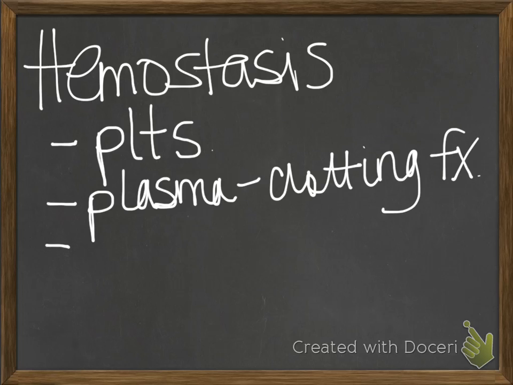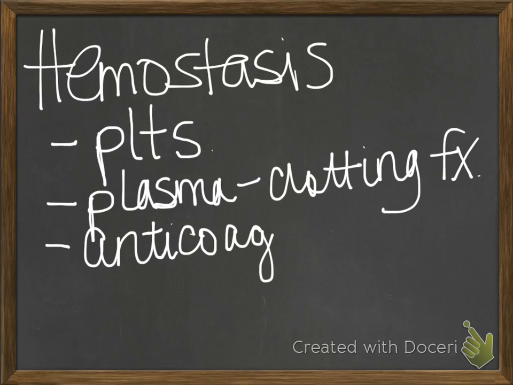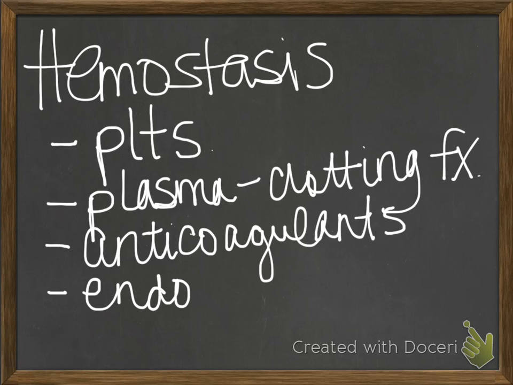We have naturally occurring anticoagulants in our body. So we hear a lot about people who take anticoagulants because of certain conditions, but our body actually has naturally occurring ones so that our whole vascular system doesn't clot. And our endothelial lining in our blood vessels also plays an important part in this whole process. So those are our four main components of hemostasis.